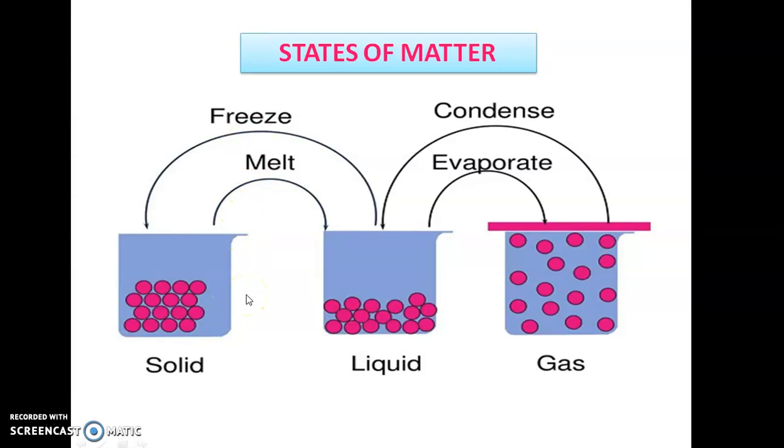One more point about these states is that in solids the particles are tightly held together. Due to this, they show a definite shape. But what about liquids? Liquids do not show a definite shape, because the particles of liquids are loosely held together. Due to this, they show flowing nature. And what about gas? In gas, particles are very far apart from each other. So this is the main difference in the three states: solid, liquid and gaseous.